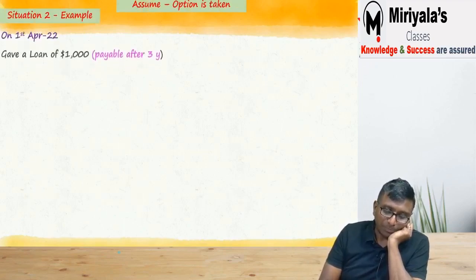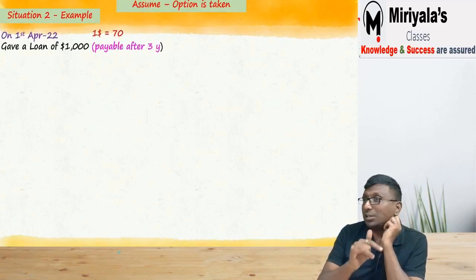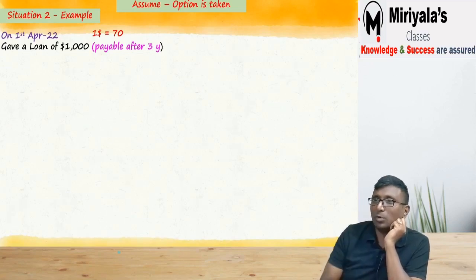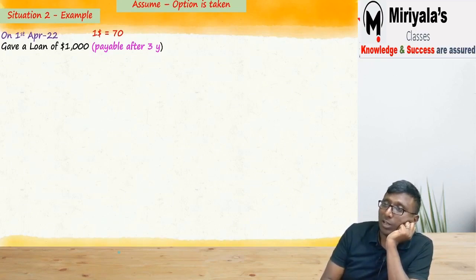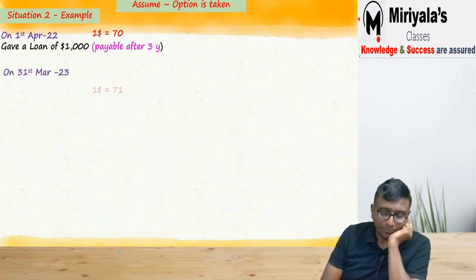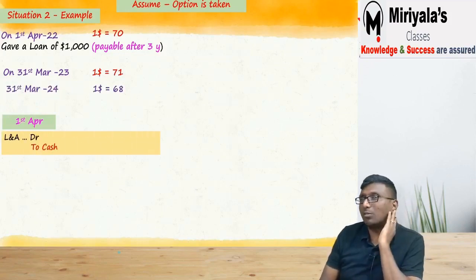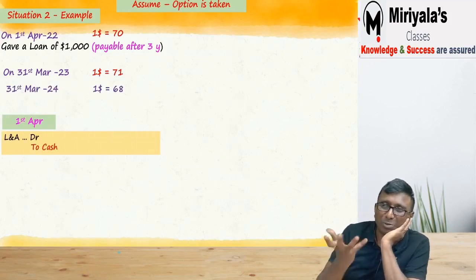Example number 2. We gave a loan. The asset, loans and advance, is payable. We gave a loan means payable by the other party, that means receivable by us. After 3 years, we will receive it. $1 is equal to 70 today. Exchange rates are given for 31st March 22, 23, 24. We could give 25 also but leave it, not required. There is actually nothing in 25th.